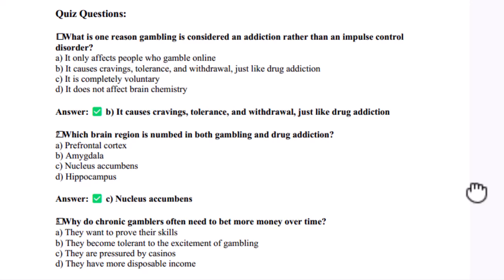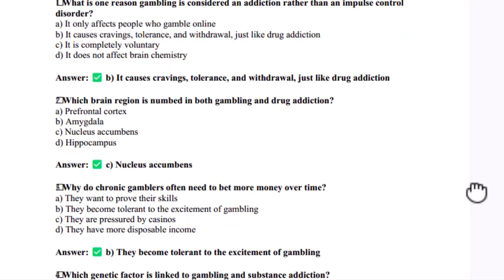Which brain region is numbed in both gambling and drug addiction? Prefrontal cortex, amygdala, nucleus accumbens, hippocampus. The answer: nucleus accumbens.